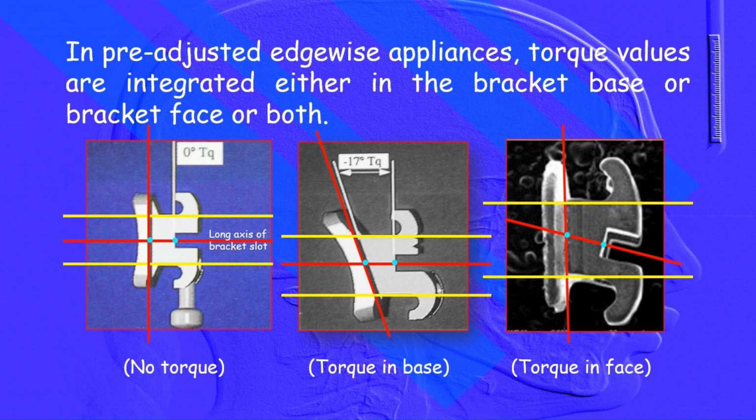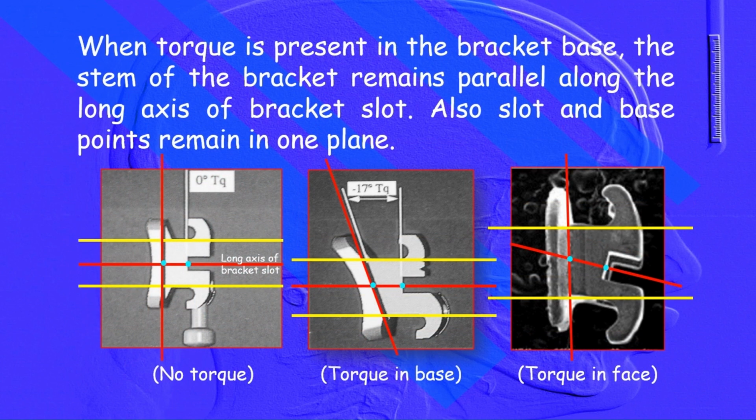The first picture is a standard edgewise bracket in which torque is 0. The second picture is a pre-adjusted edgewise bracket with built-in torque in the bracket base. The third picture is also a pre-adjusted edgewise bracket, but the torque is built in the bracket face. Look at the middle picture. In that bracket, the torque is integrated in the bracket base. When the torque is integrated in the bracket base, the stem of the bracket remains parallel along the long axis of the bracket slot. Also, the slot and base points remain in one plane.